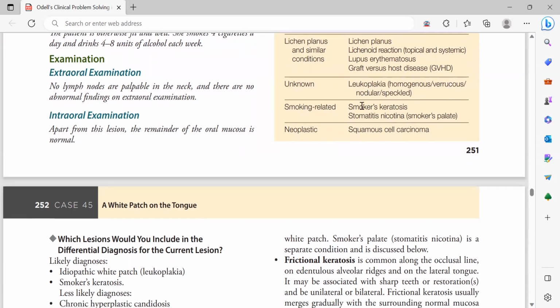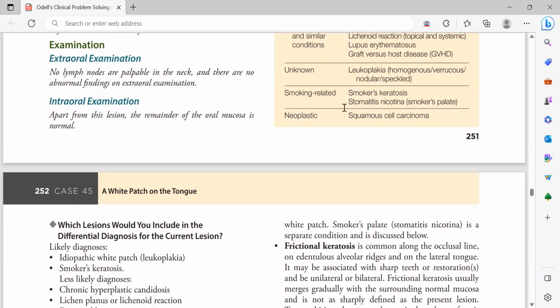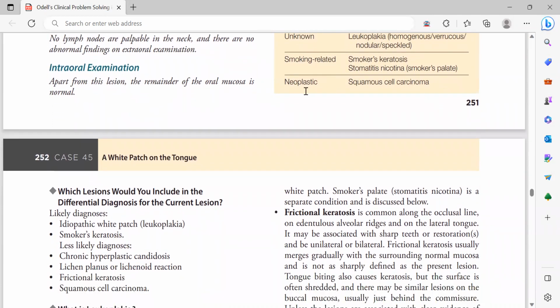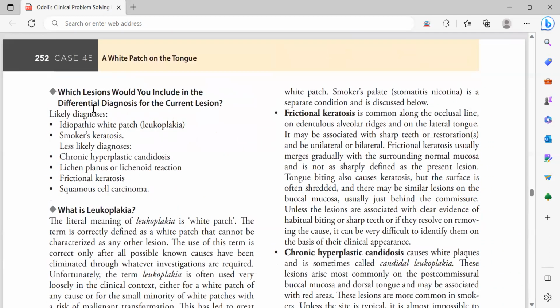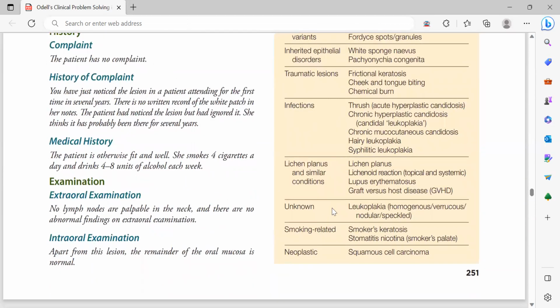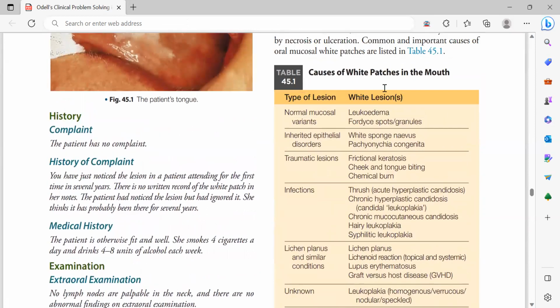So it could be of several types, and the smoking related, which is the smoker's keratosis or stomatitis nicotina, or the smoker's palate, or the neoplastic, which is the squamous cell carcinoma. Then which lesions would you include in the, so these are the common general lesions that could lead to white patches.